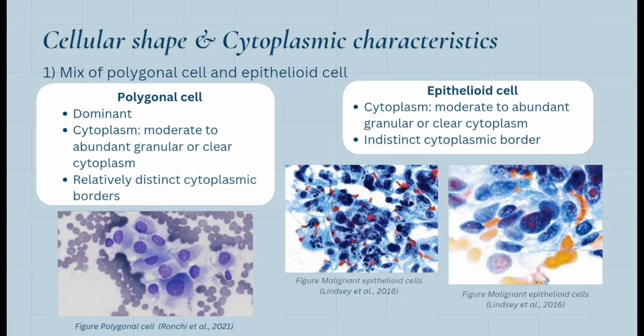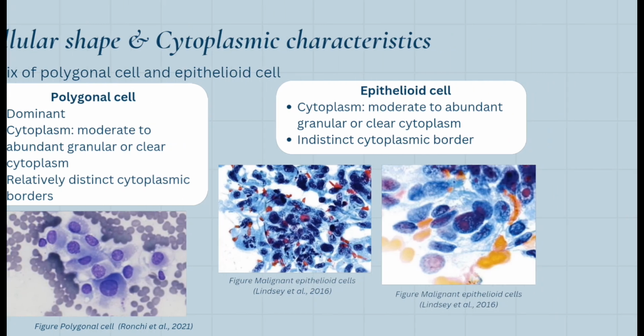In most melanoma cases, the findings consist of a mix of polygonal cells, epithelioid cells and spindle cells. First, the polygonal cell is dominant in melanoma cases. It is characterized by moderate to abundant granular or clear cytoplasm and also has distinct cytoplasmic borders. Next, the epithelioid cell is another cell that is mostly found in melanoma cases. Its cytoplasm is similar to a polygonal cell. However, its cytoplasmic border is unclear.